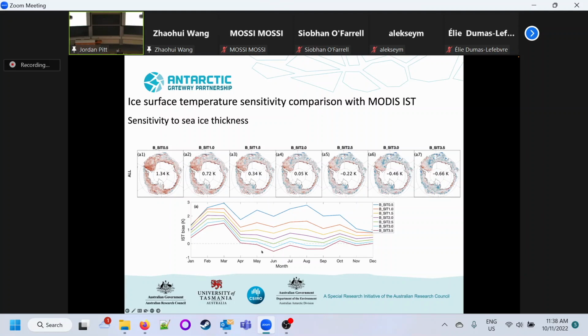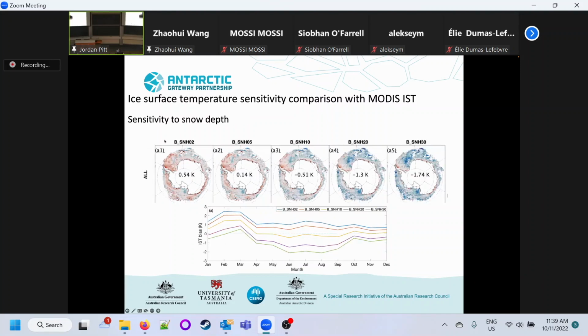The bottom figure shows the annual variability of the ice surface temperature sensitivity, and we found that the sensitivity in the winter is much higher than the sensitivity in the summer. It's because in the winter, the temperature difference between the atmosphere and the ocean is much larger than in the summer. So that causes the ice conduction in the winter to be much larger than in the summer.